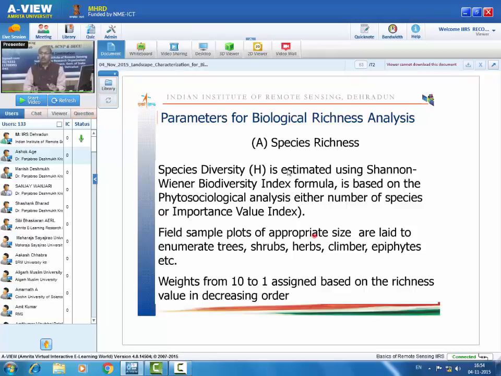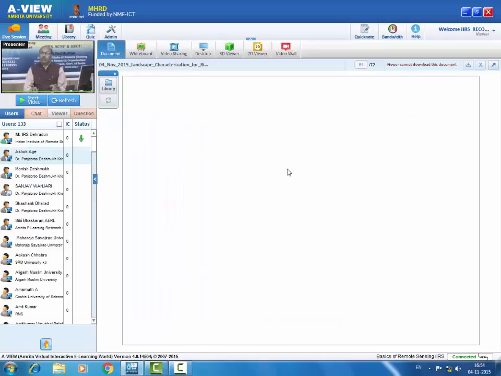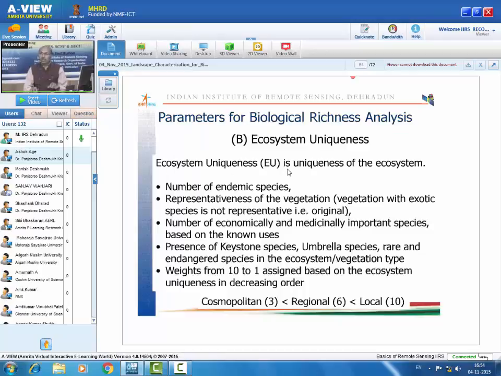So normally what we do, we try to take the opinion of 5-6 experts and then take an average of it. Similarly, ecosystem uniqueness, that means the number of plants which are growing there, are they endemic or are they pantropical, or are they cosmopolitan, or are they local or regional, and how many of them are endemic species, how many are medicinally important, how many are keystone species. That means this uniqueness comes from that, or maybe tiger is present, elephant is present, any unique animal is present.